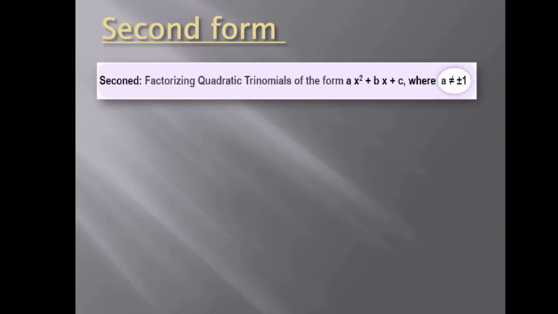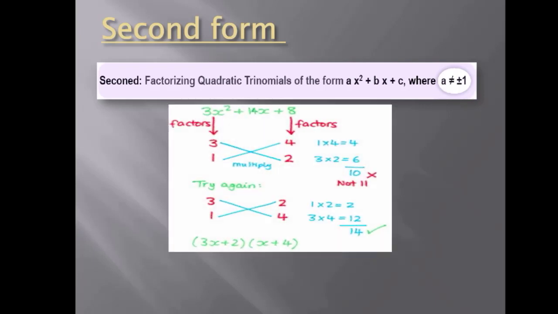Okay, the second form is like the first form, formed from three terms, but the first term has a coefficient, like ax power 2 plus bx plus c. A is the coefficient of x power 2. Like this, for example, the expression 3x power 2 plus 14x plus 8 is formed from three terms, and the first term has a coefficient 3.